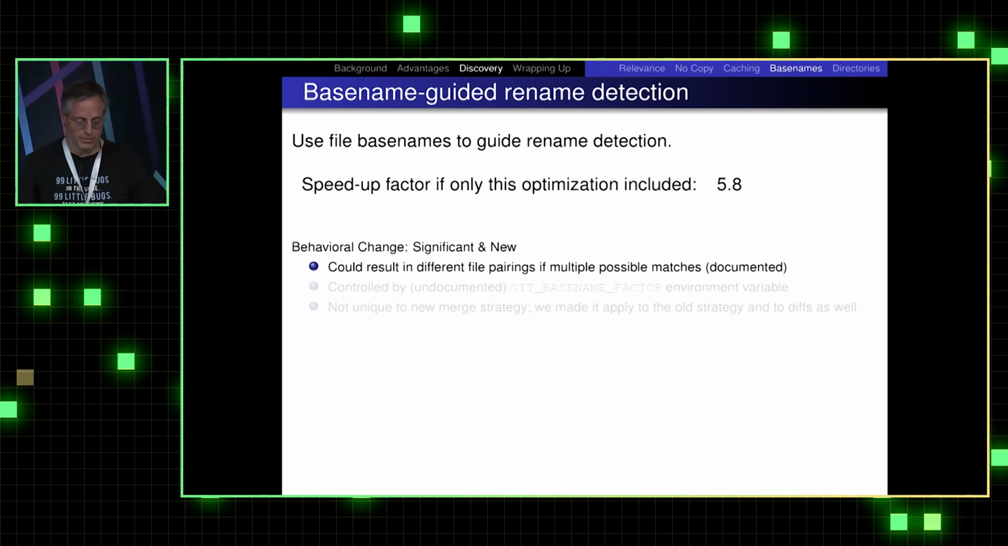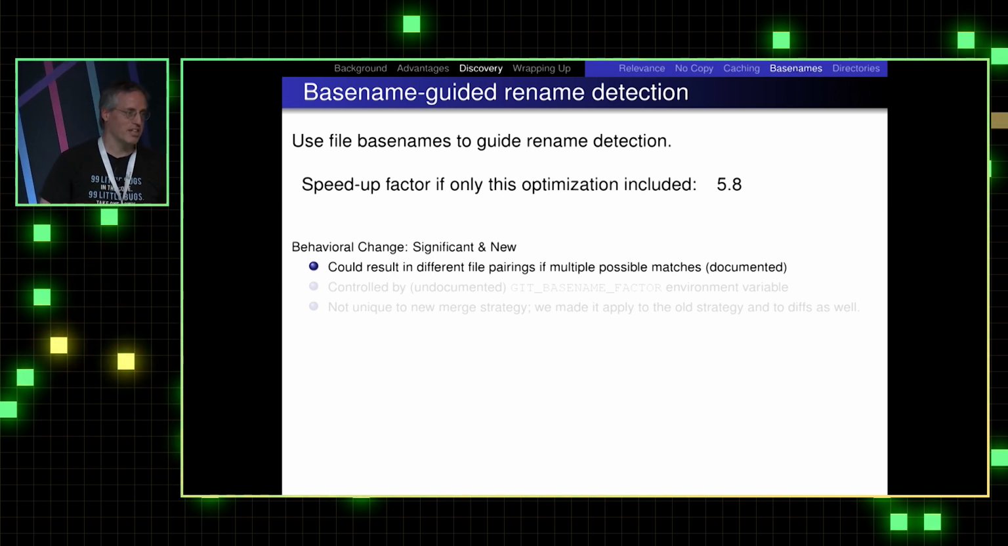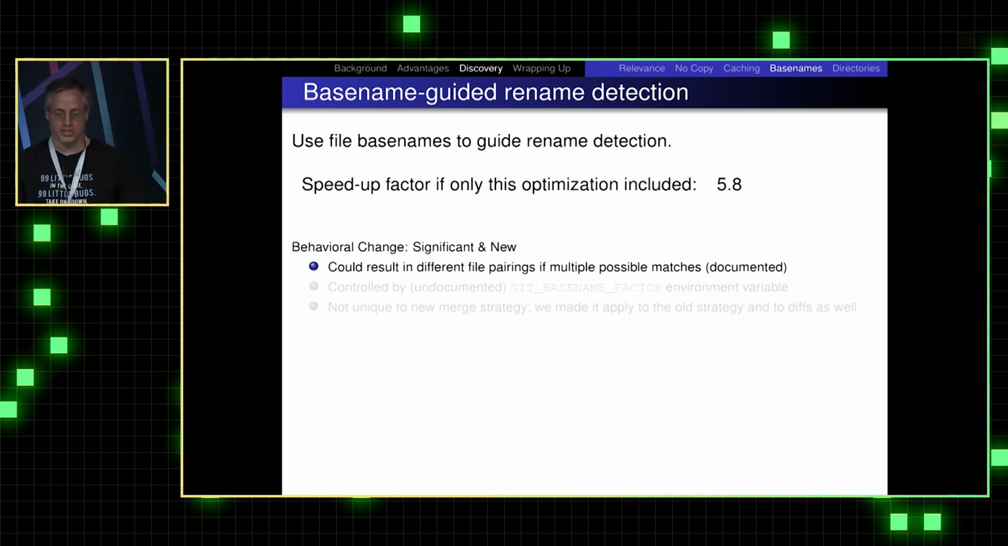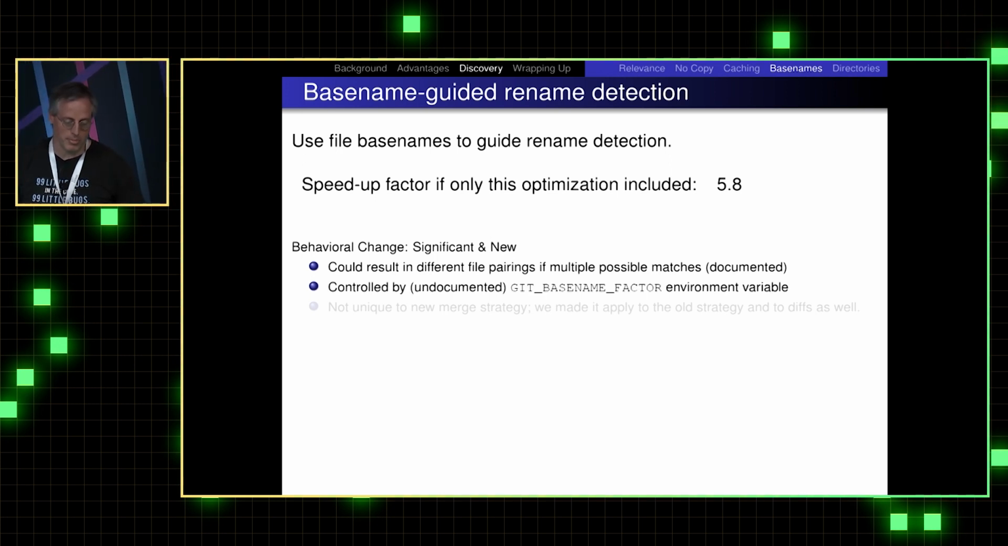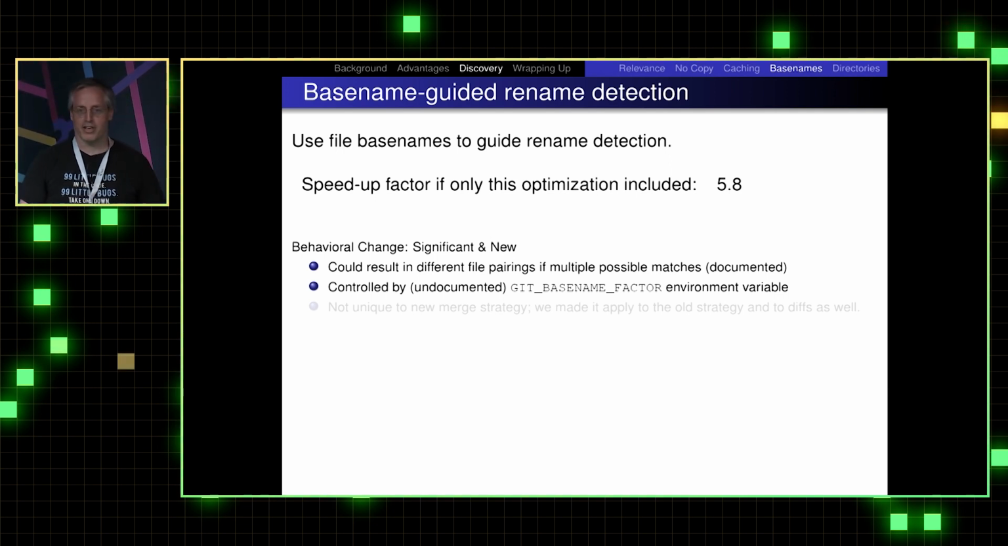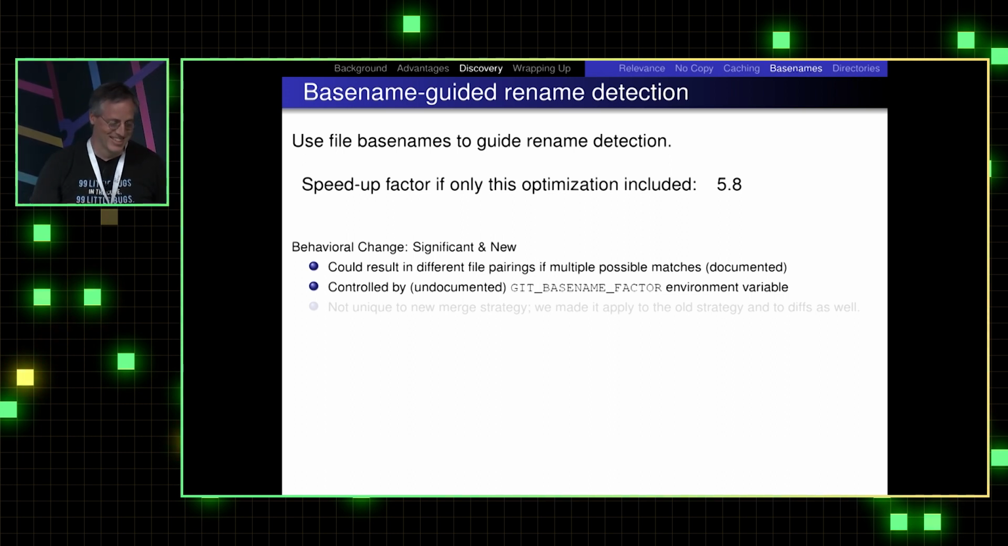We've documented that difference. We also provided an ability for people to test this out and control how much additional similarity is required with an environment variable called GIT_BASE_NAME_FACTOR. We didn't think to document it though, so another opportunity for you to get involved.